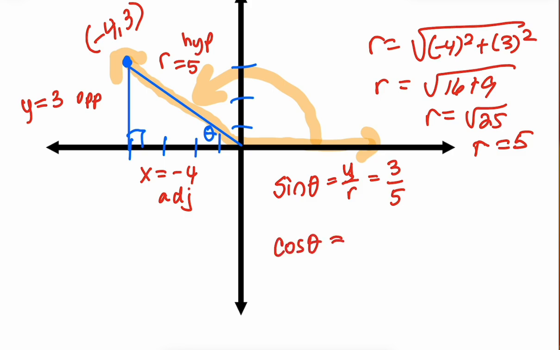Cosine is adjacent over hypotenuse, which is x over r. So for the very first time, we have a cosine that is negative, so it would be negative 4/5.